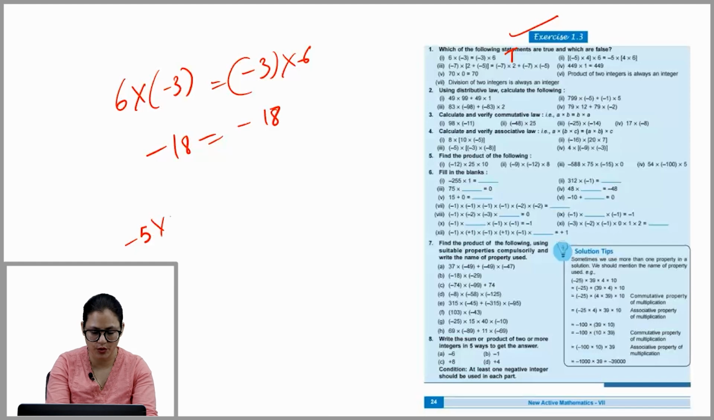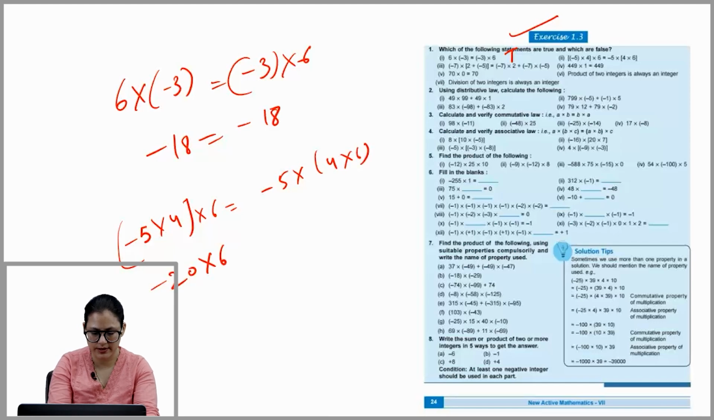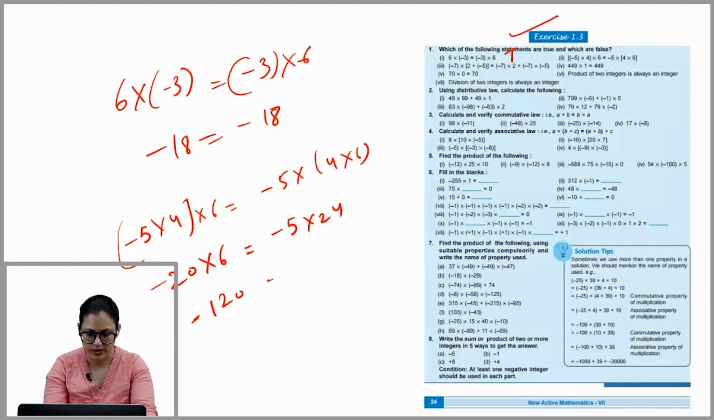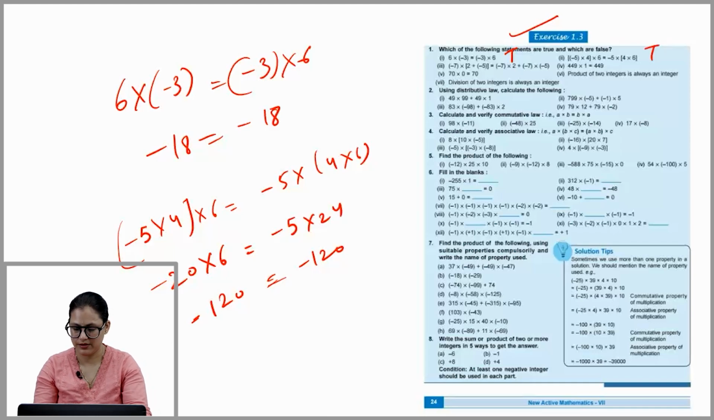Take one more example. -5 into 4 into 6 is equal to -5 into 4 into 6. 4 into 6 is 24, and -5 into 24, so you will get here -120. Here also you will get -120. So both sides are equal. This is also true, right?